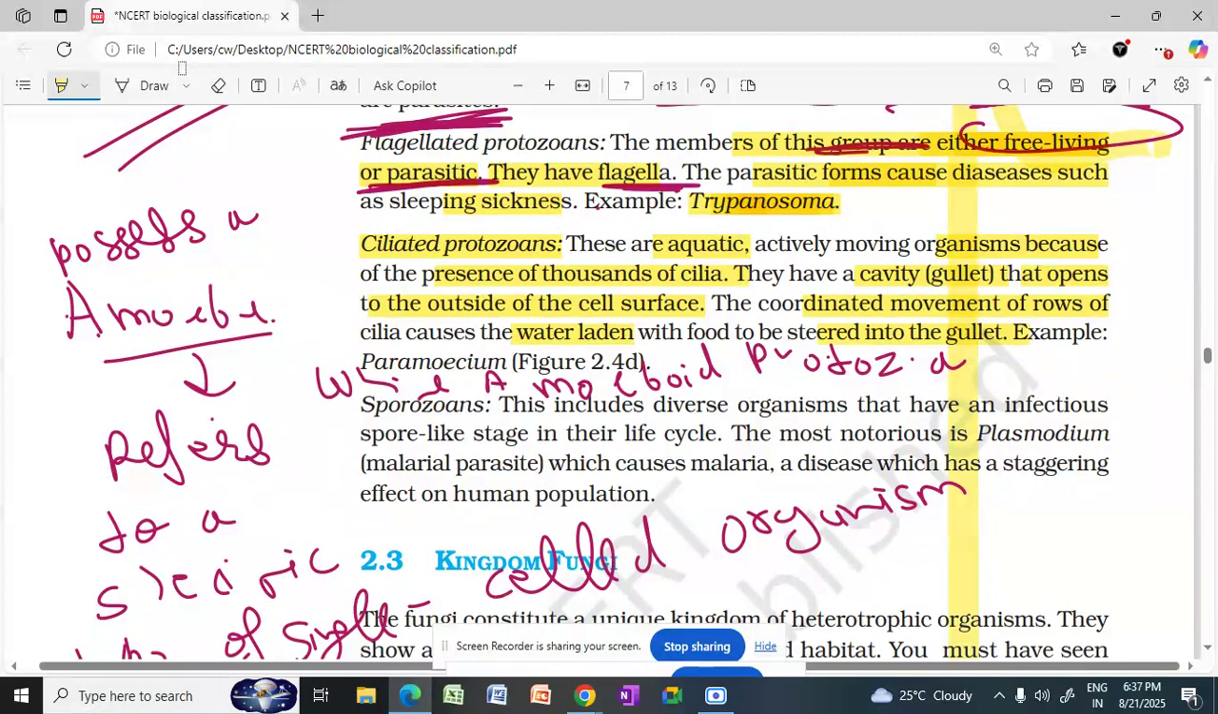It simply means water along with the food. That should go into what? Gullet is what? A cavity. Example is Paramecium. Paramecium is an example of a ciliated protozoan.